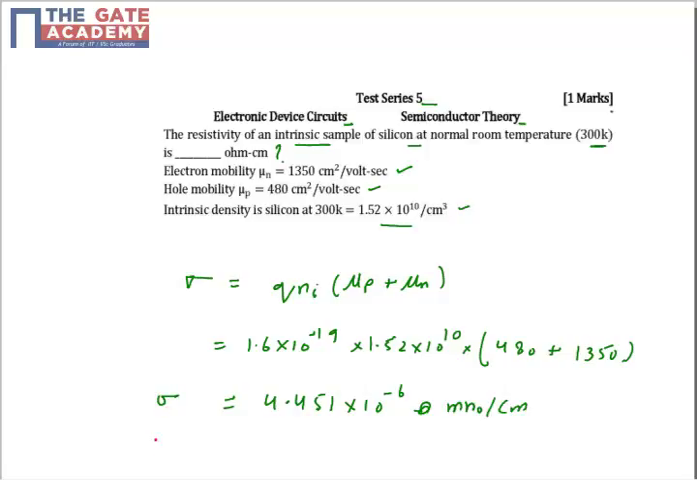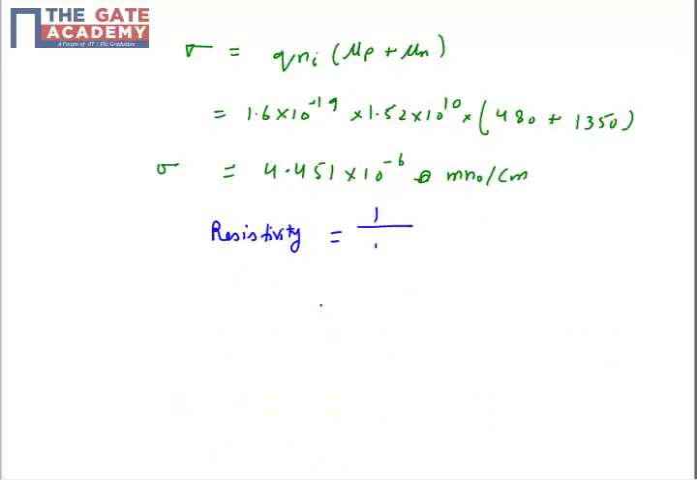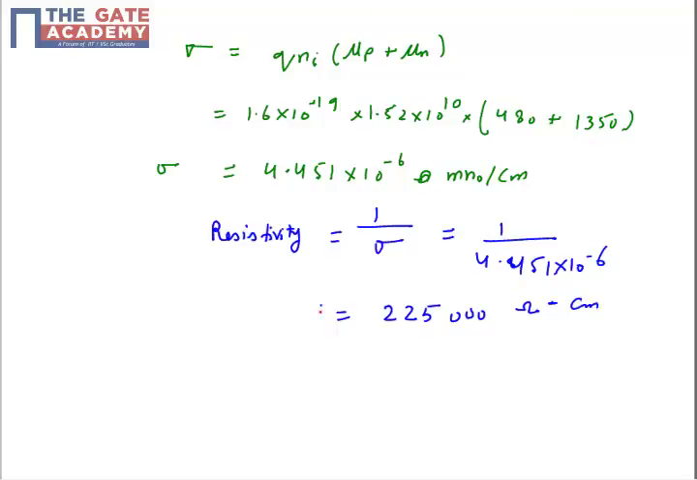Okay, and friends, we know one more thing, that conductivity and resistivity are reciprocal to each other, which means that resistivity of a material is basically nothing but a reciprocal of the conductivity. So 1 upon 4.451 into 10 to the power minus 6 is going to give me my resistivity, which is going to be 225,000 ohm centimeter. So this is my resistivity.